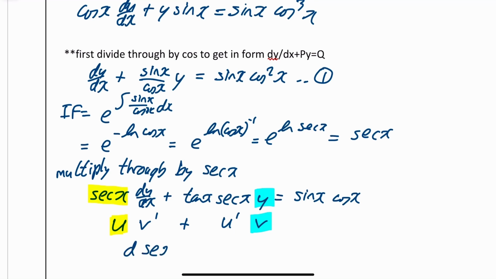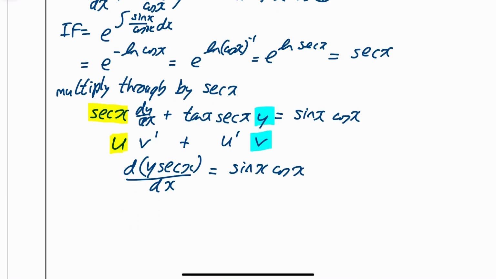So then that means you can rewrite this whole thing as a derivative of uv, and our u is sec x. And our v is just y. All right, and it's probably nicer to write that as y times sec x. So that's what that whole thing is. It's a derivative of y sec x, and the right-hand side, I'm just going to write it still as sine x cos x. I don't want to do too much in each step.